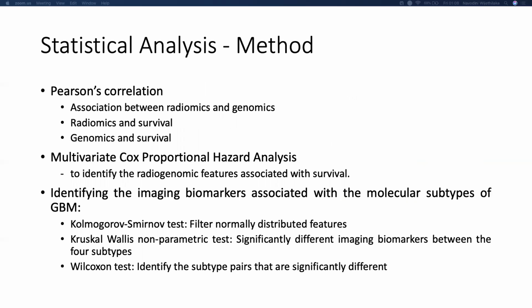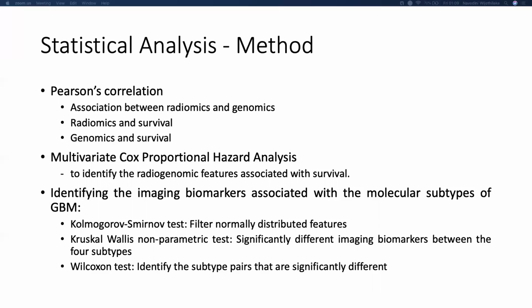Next, we will look at the statistical analysis tests used in this study. Our initial experiments are to find the associations between genomics and radiomics. Thus, we utilized the Pearson's correlation to find the association among imaging features and the gene expression levels of glioblastoma patients. Further, we used both feature types, radiomics and genomics, separately to find the correlation with the overall survival of glioblastoma patients. Nevertheless, univariate Cox proportional hazard analysis was performed to identify the radiogenomic features associated with survival.